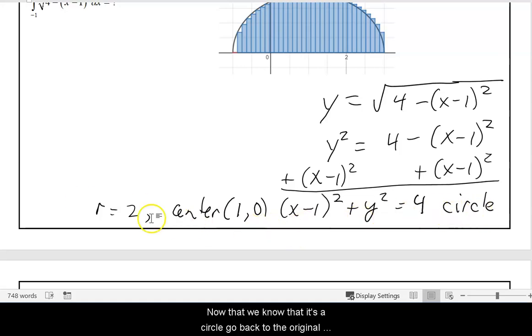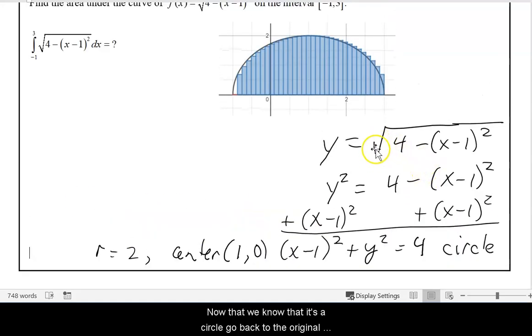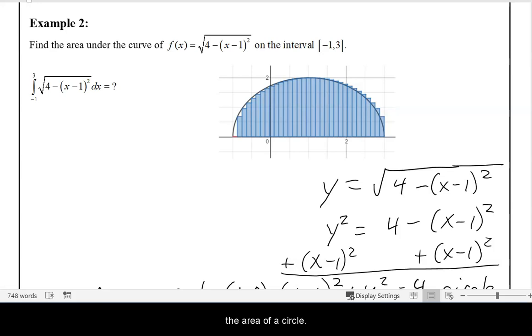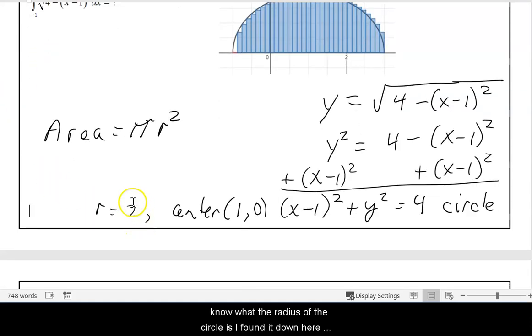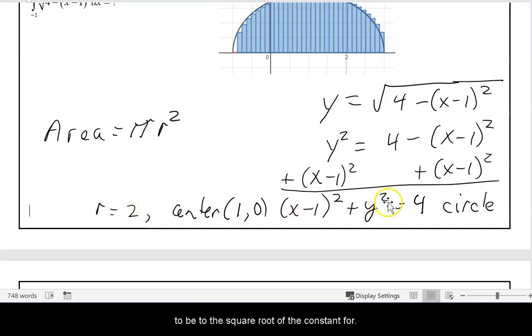Now that we know that it's a circle, go back to the original and notice that it is the positive radical. The positive radical is the upper part. To get the lower part of the circle, you would need a negative out in front of the radical. Now that I know that it's a circle, I need the formula for the area of a circle. The area of a circle is going to be pi r squared. I know what the radius of this circle is. I found it down here to be 2, the square root of the constant 4.